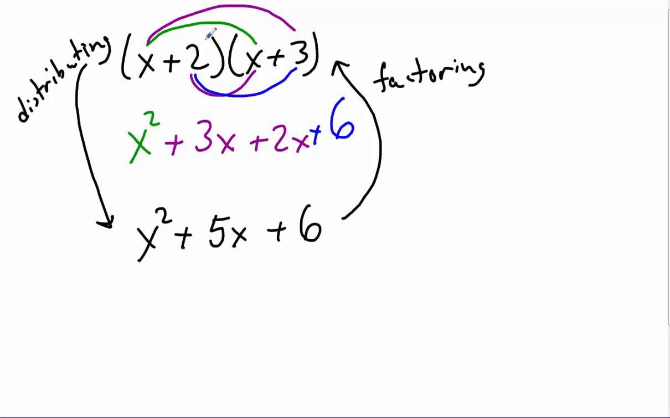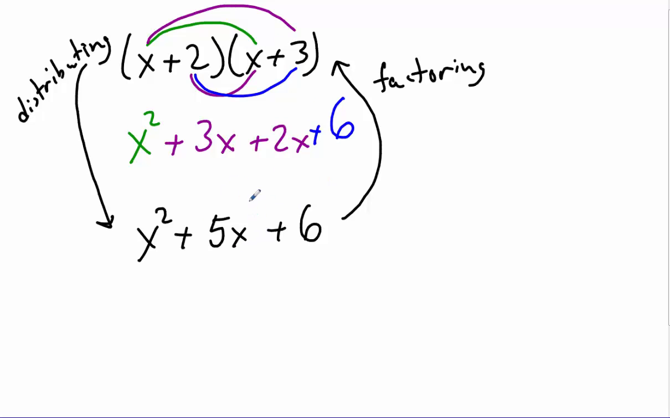And I color coded it to maybe help you guys out. When we distribute, you have x times x, which is x squared. X times 3, 3x. 2 times x, 2x. 2 times 3 is 6. Okay. Then when we combine like terms, we get x squared plus 5x plus 6. So this would be our answer if we were distributing. But like I said, factoring is the opposite. It's undoing the distributing. So for a factoring problem, you would be given this as your starting problem, and I would say factor it, and you'd have to end up here.